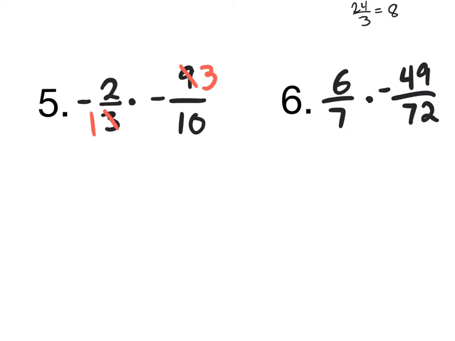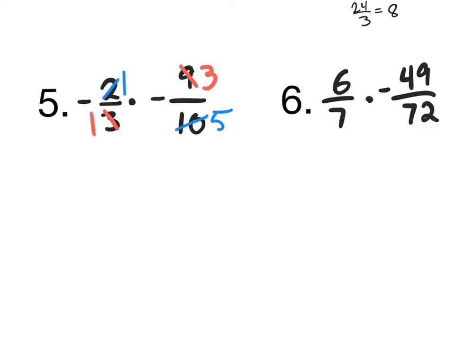The 10 and the 2, right? The 10 and the 2, we could reduce those by what? Could you reduce by 5? Will that work? No, right? Okay, so not by 5, but by 2, right? Reduce 2 by 2 and reduce 10 by 2. Okay, so let's do that. 2 divided by 2 is 1 up on top. 10 divided by 2 is 5 on the bottom.